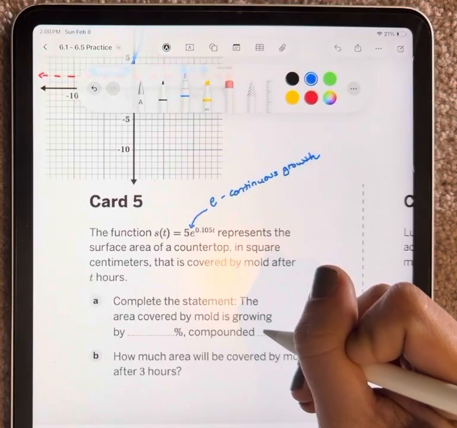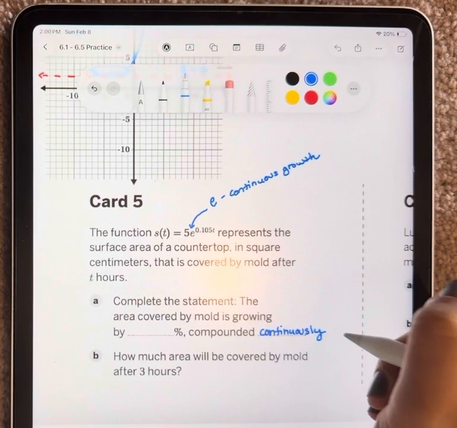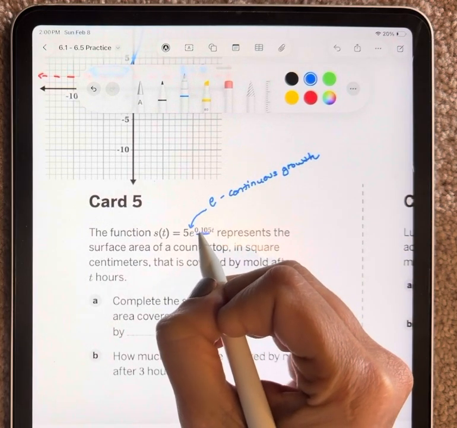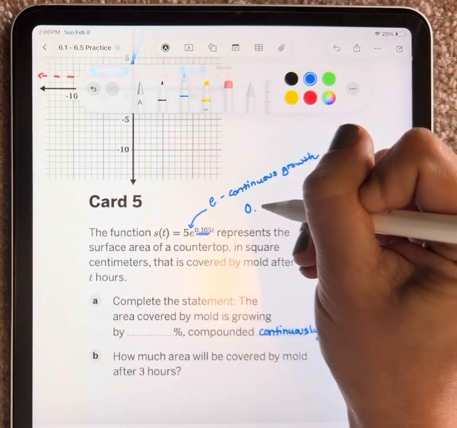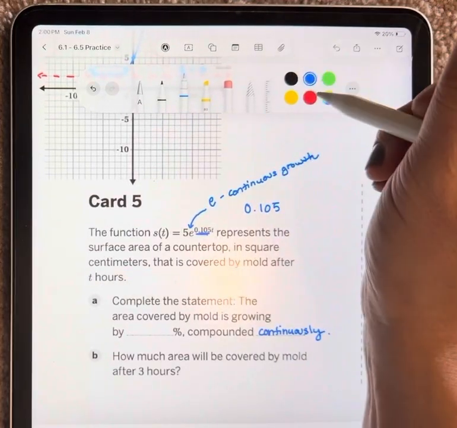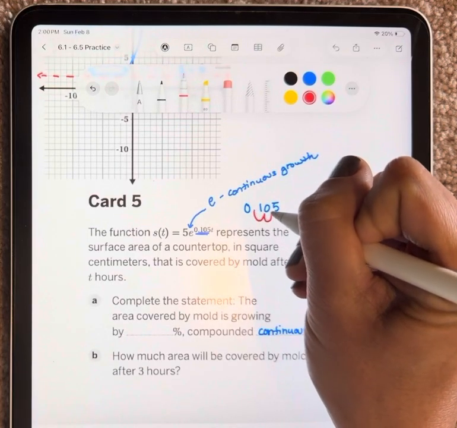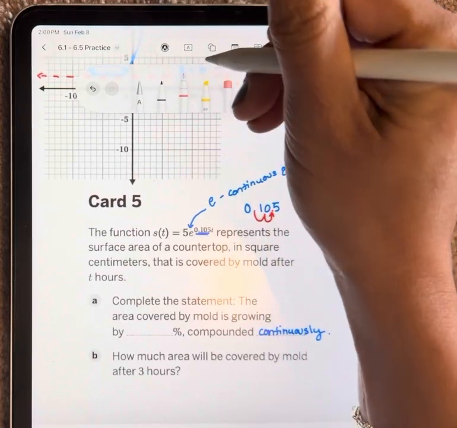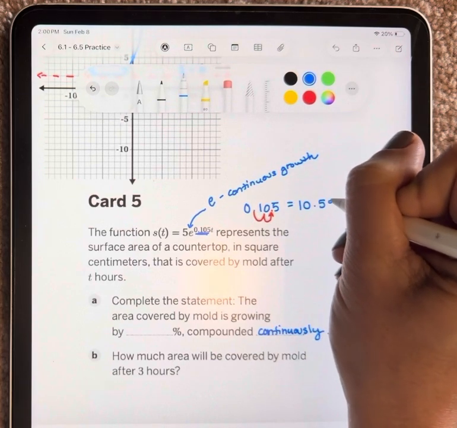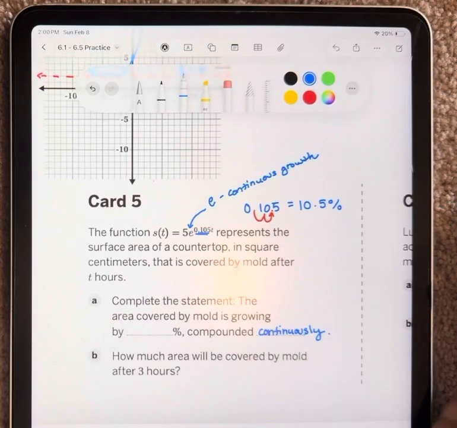So we're compounding continuously, okay? And then the growth rate is this guy, the 0.105. That's my growth percentage, except that really to be a percentage, I need to move the decimal over two places to turn it into a percentage. So 10.5%, because they took 10.5 and moved the decimal twice to the left to get that.